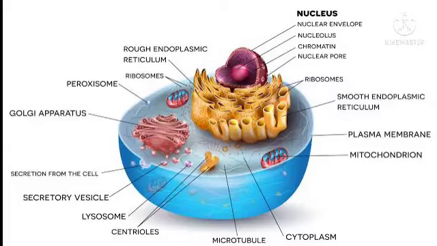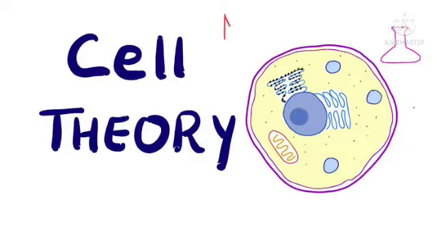Cell. Cell is the basic structural and functional unit of living organism. Cell theory. Cell theory is a collection of ideas and conclusions from many different scientists over time. All known living things are made up of one or more cells. All living cells arise from pre-existing cells by division. The cell is the basic unit of structure and function in all living organisms.